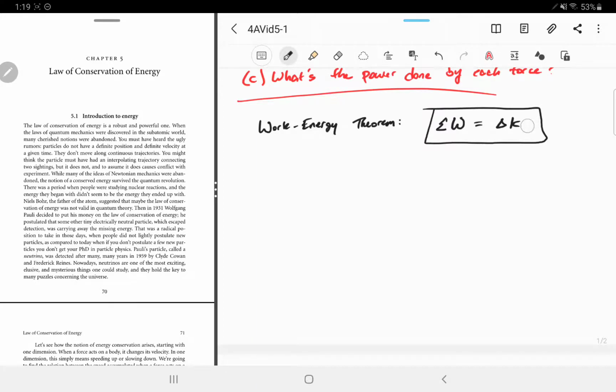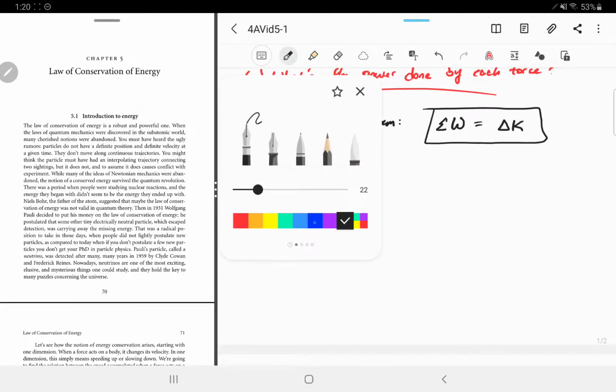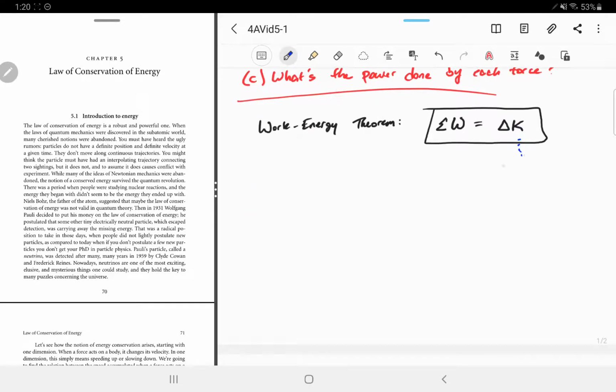Okay, so you might see it as delta KE, you might just see it as delta K. This is a very concise way of writing it. And this introduces two terms that we haven't talked about yet in this course. On the right-hand side, it's kinetic energy, and on the left-hand side, it's work. So we need to talk about each of these two things. So this is change in kinetic energy. And this is the sum of all the works done on an object, or the net work on an object. All right.